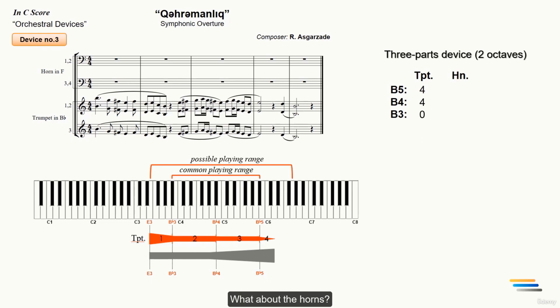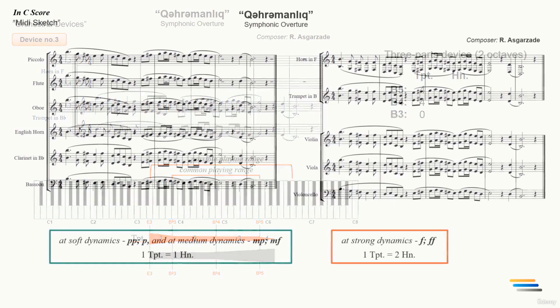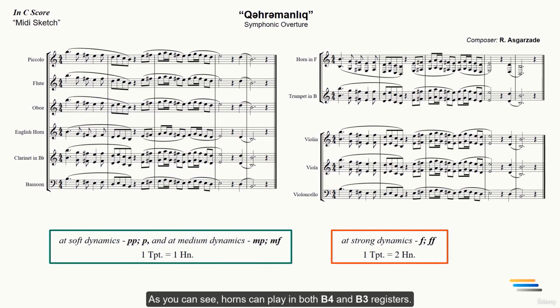What about the horns? As you can see, horns can play in both the B4 and the B3 registers. Consider making the device in 3 registers. We should start making the B3 first. So the question is, how many instruments should be involved?